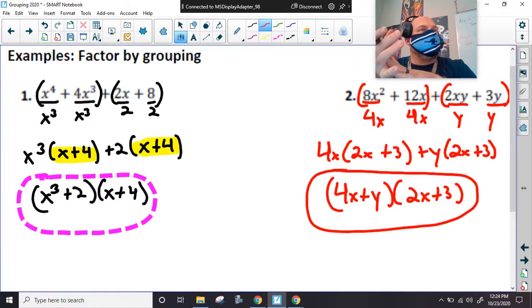So yesterday was factoring by GCF, which is basically distributive property in reverse. Today is factoring by grouping, which is double distributive property in reverse.